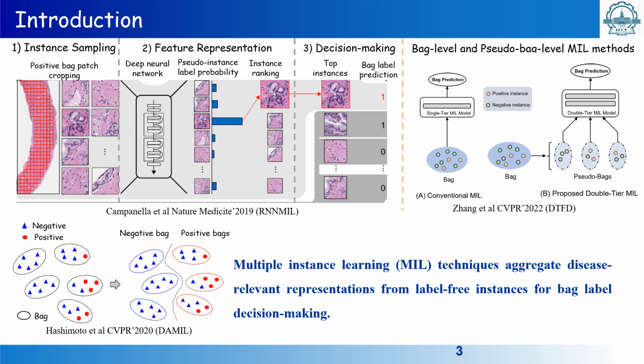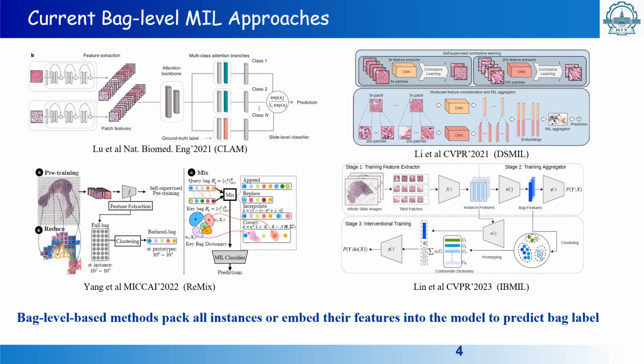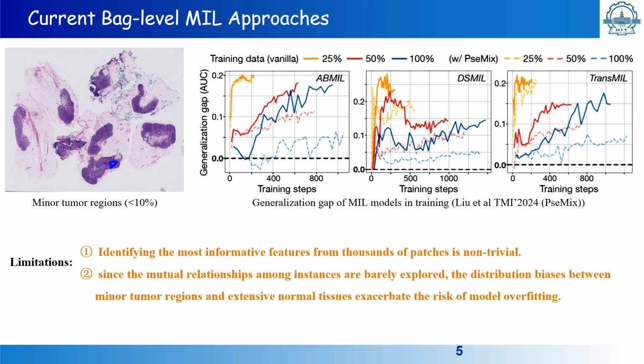According to the grouping of instances, these methods can be broadly divided into two categories: bag-level and pseudo-bag-level methods. Bag-level-based methods pack all instances or embed their features into the model to regress the final prediction. Besides the computational and memory burden, identifying the most informative features from thousands of patches is non-trivial. In particular, since the mutual relationships among instances are barely explored, the distribution biases between minor tumor regions and extensive normal tissues exacerbate the risk of model overfitting.